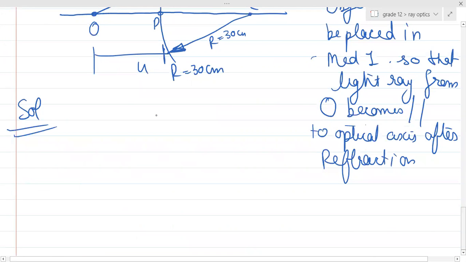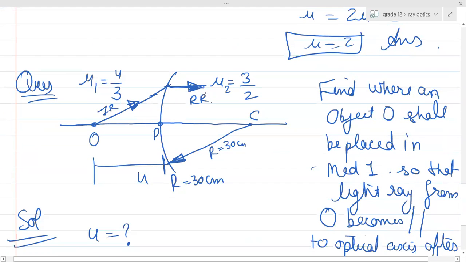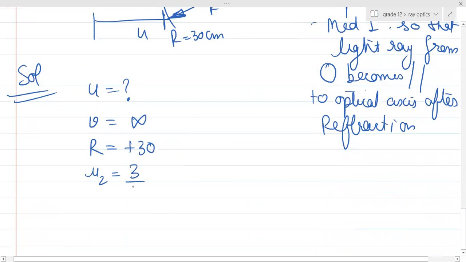So what has been given to you in the question? We need to find the value of u for which the refracted rays become parallel to the principal axis. Where will the image form? At infinity. What is the radius of curvature? Plus 30. What is the refractive index of the second medium, mu2? 3 by 2. Why is mu2 3 by 2? Can you see the refracted rays are in this medium? So mu2 is 3 by 2, and similarly mu1 is 4 by 3. I think you people can apply it now.